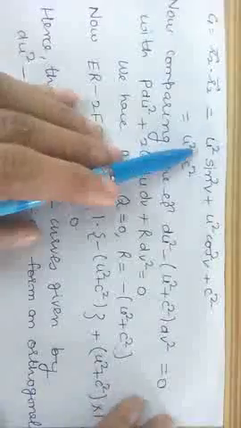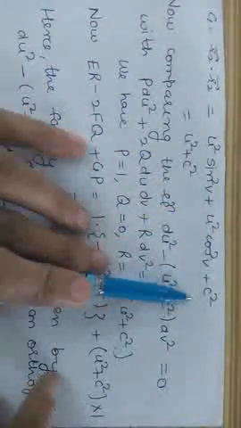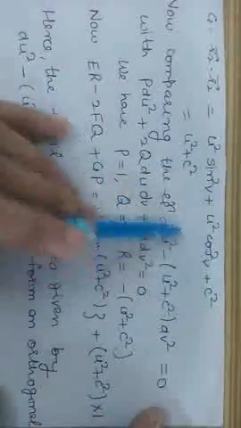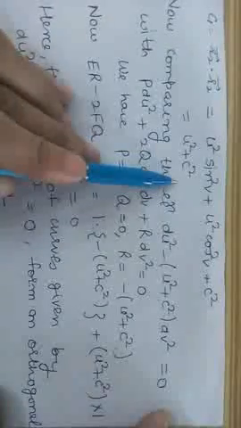G is r2 dot r2, which is given by u square sin square v plus u square cos square v plus c square. Now sin square v plus cos square v will become 1. So we get the value of G, which is u square plus c square.